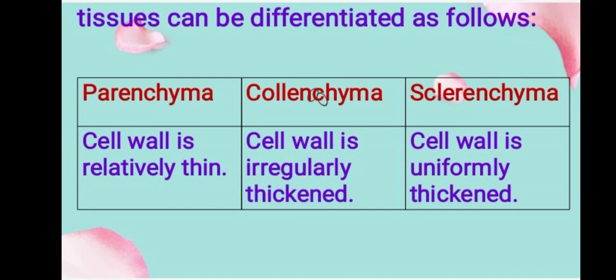The first point you can write, for parenchyma, that cell wall is relatively thin. Collenchyma, cell wall is irregularly thick, and we all know that the thickness is present at the corners. Whereas in sclerenchyma, cell wall is uniformly thickened. It is extremely thick cell wall.